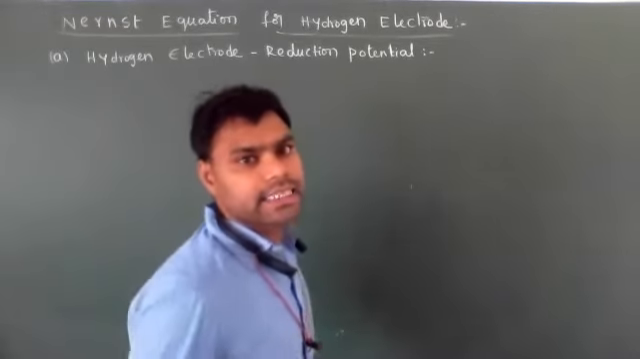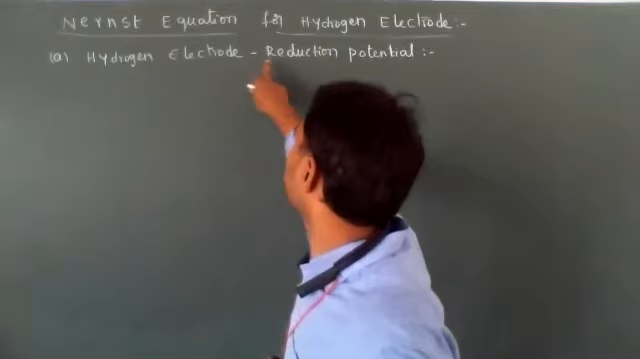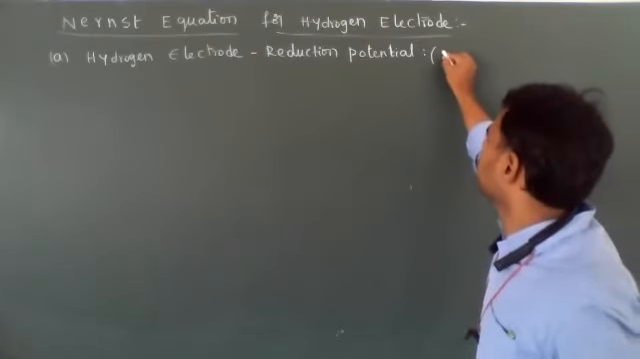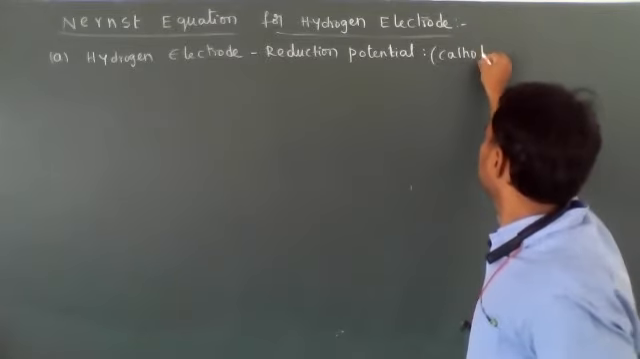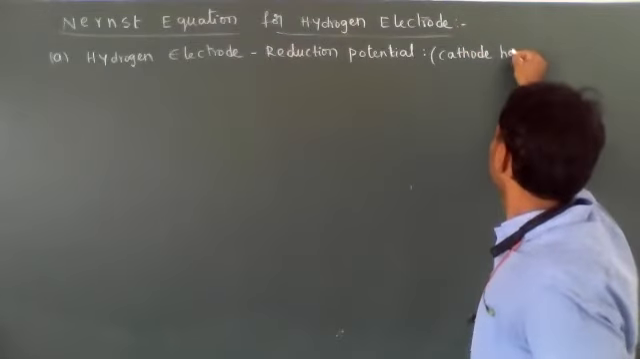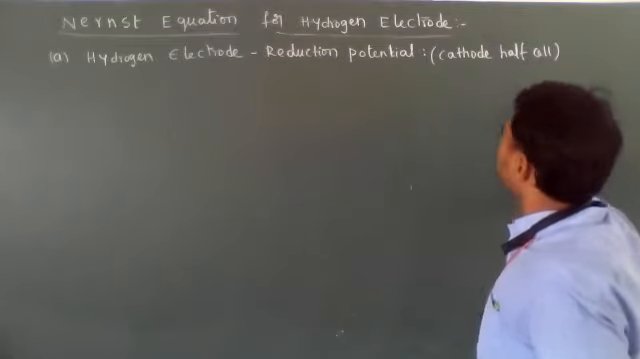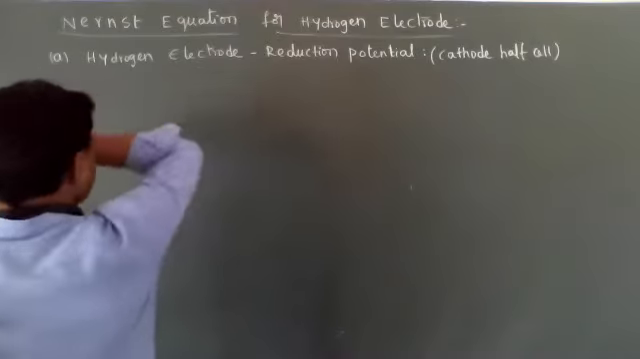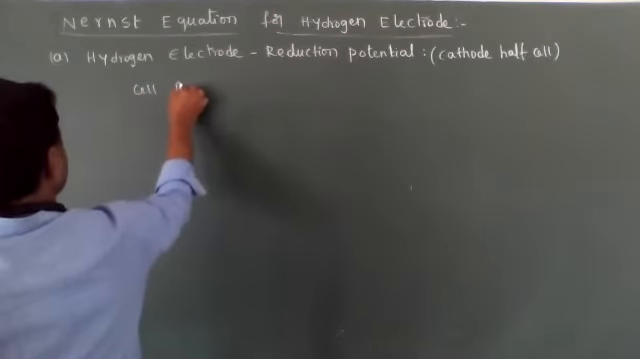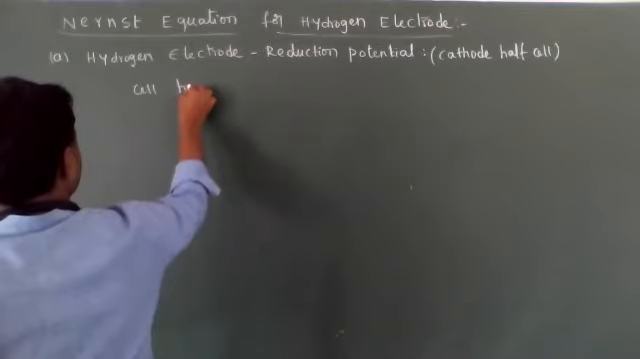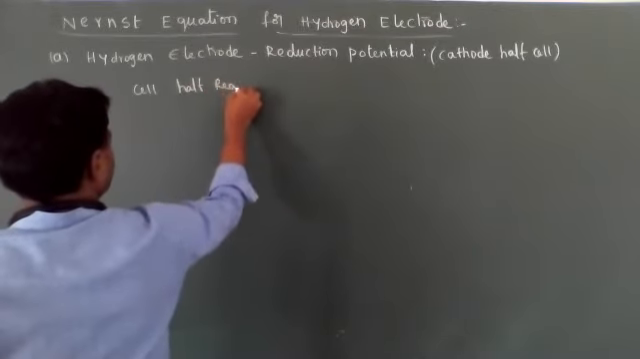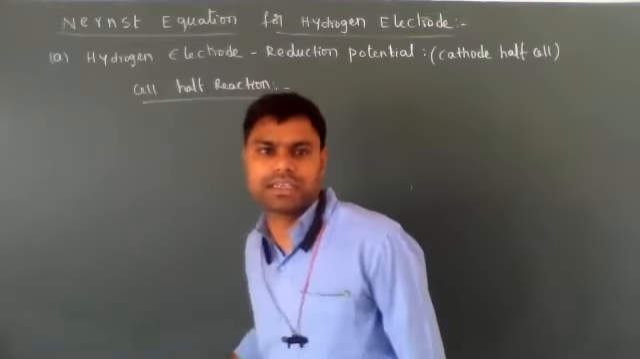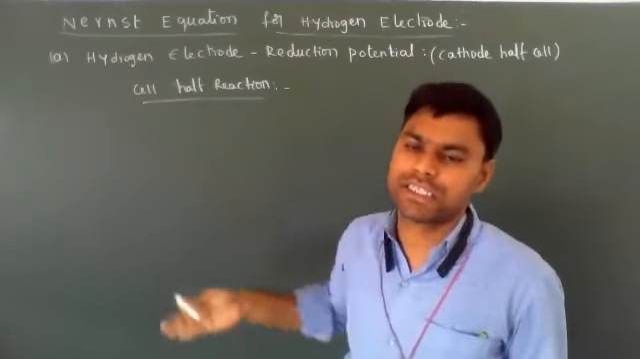Okay, listen. Nernst equation for hydrogen electrode. So the hydrogen electrode acts as a reduction potential. Reduction potential means cathode half cell. So the hydrogen electrode acts as a cathode half cell. In that case, what is the cell reaction? So this cell half reaction is equal to what? At cathode means reduction takes place.